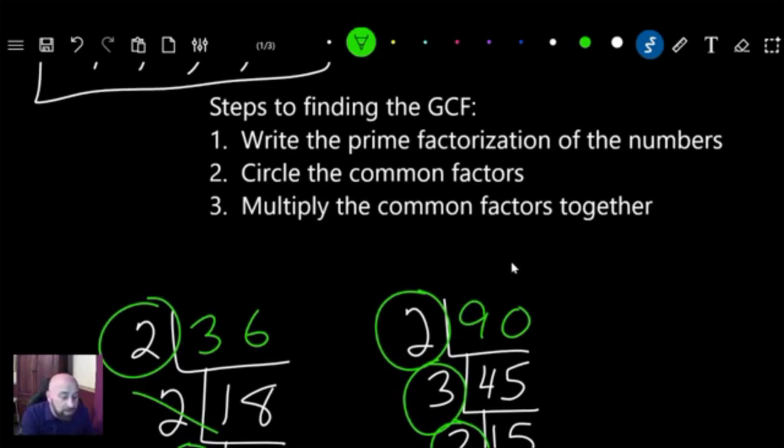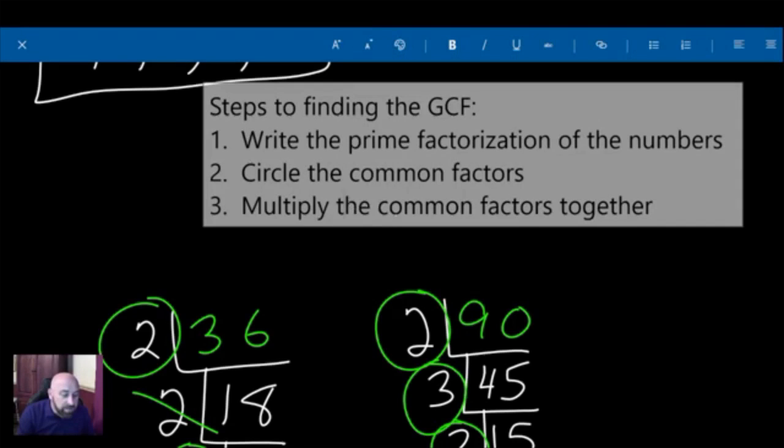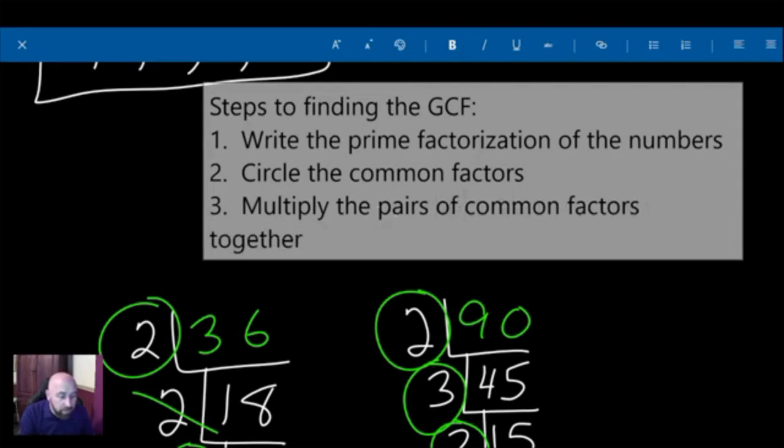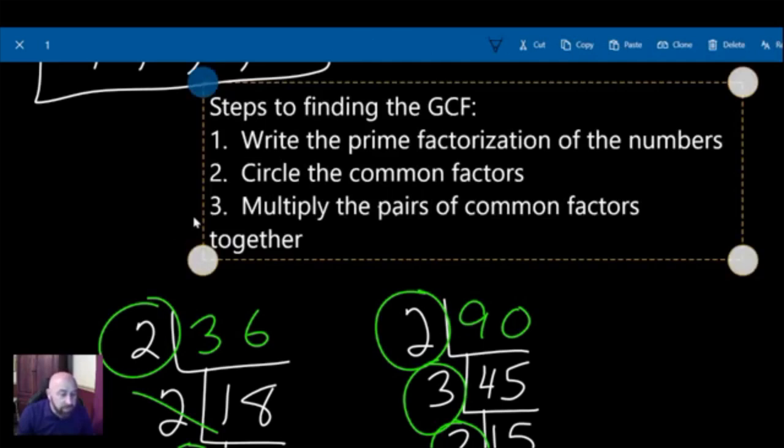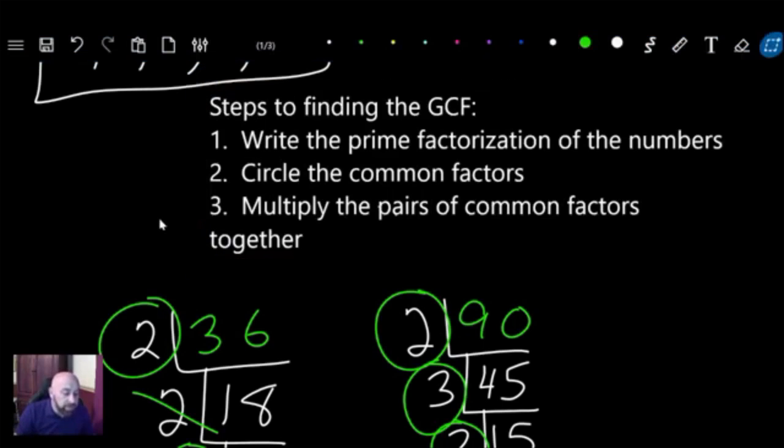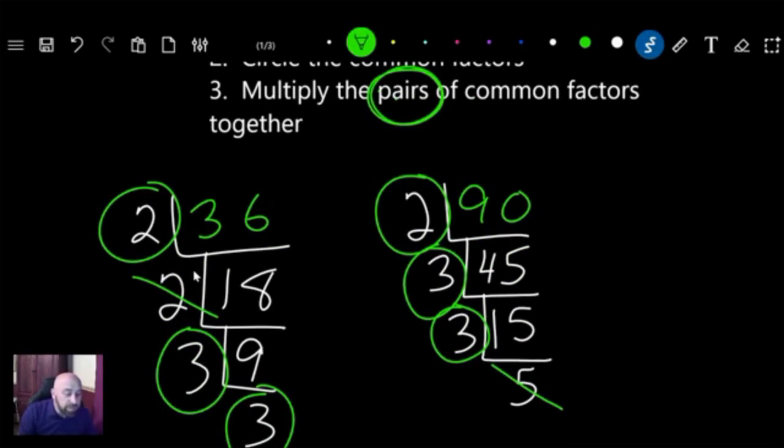Now it says multiply the common factors together. And maybe it would be better if I wrote here, let me change this, multiply the pairs of common factors together. Multiply the pairs of common factors together. What do I mean by that? Okay, what do I mean by the pairs? So you would take the pair one time. So here's an example. 2 and 2.